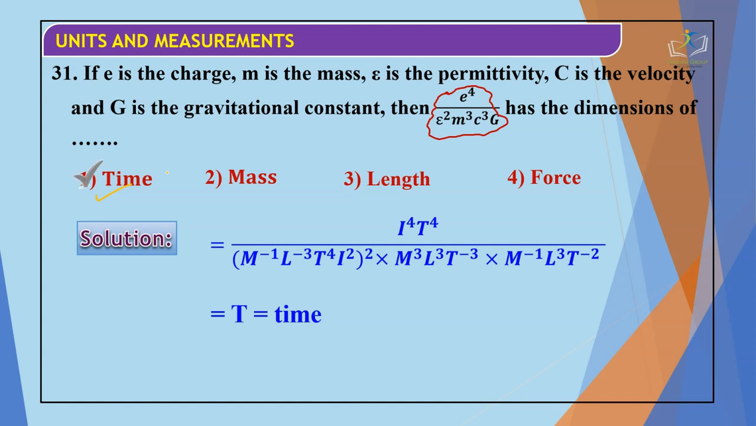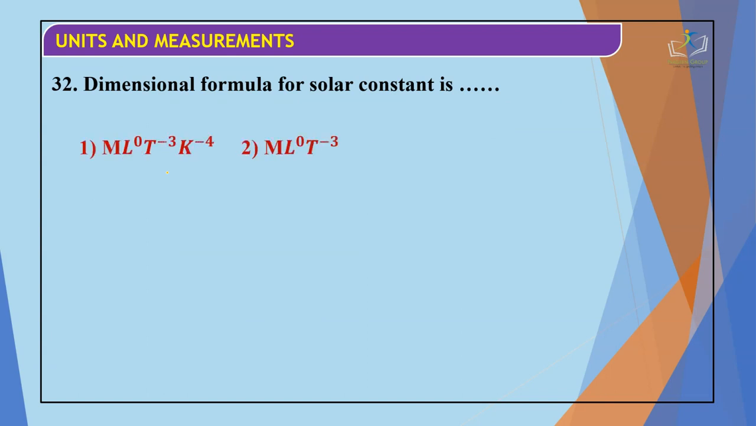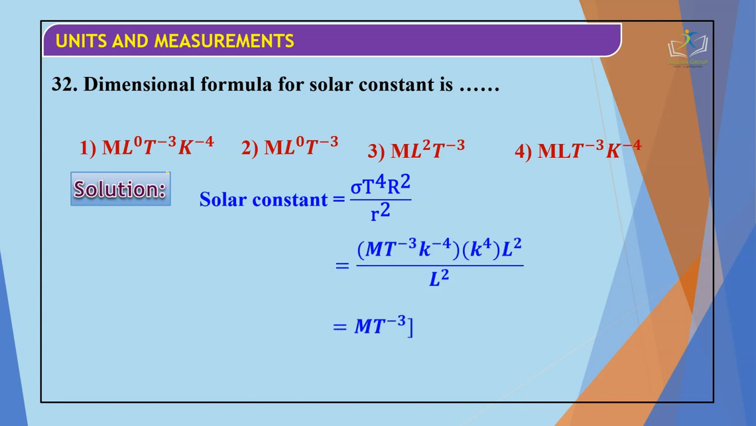Next question which we have: the dimensional formula for solar constant is this, second, third, and fourth. We have these options. Now move on with the solution part. Solar constant is sigma T to the power 4 r square by r square. So we put in all these values and get the unit M T minus 3, which is the second option.